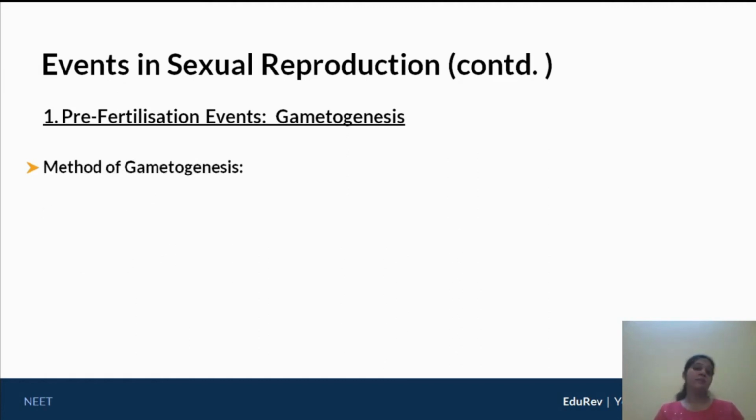Now, what are the different methods of gametogenesis? We want to form these gametes. What are the different methods to form these gametes? Gametogenesis can be done by two methods. The first is meiosis and the second is mitosis. In order to understand this method of gamete formation, let's try to understand the definition of meiosis and the definition of mitosis. Whether you would choose meiosis or mitosis depends entirely on the ploidy of the parent undergoing gametogenesis.